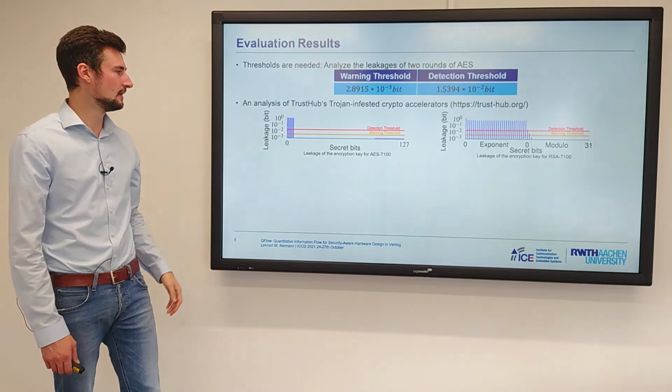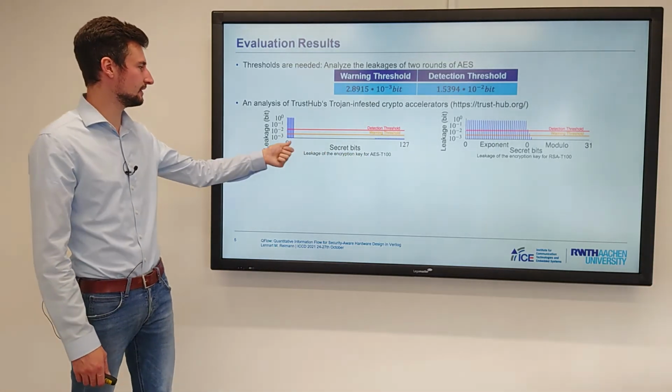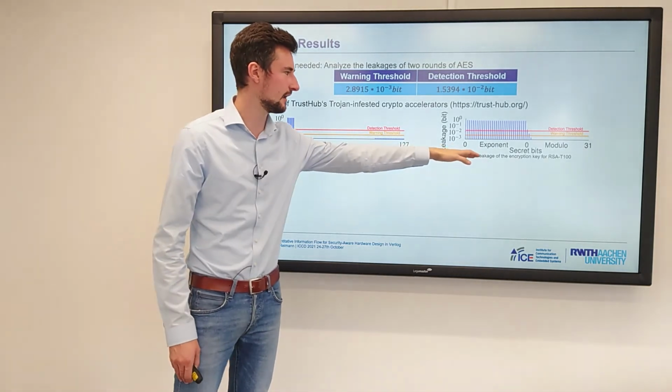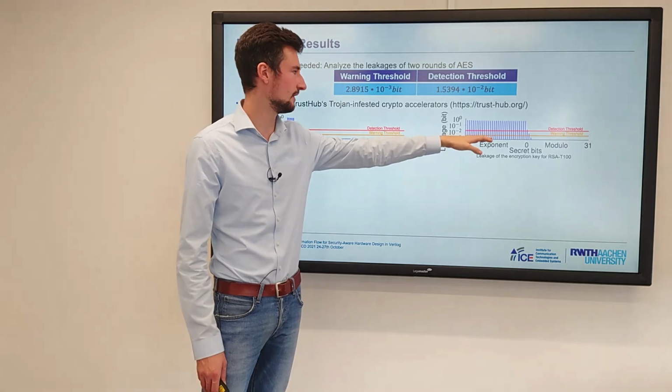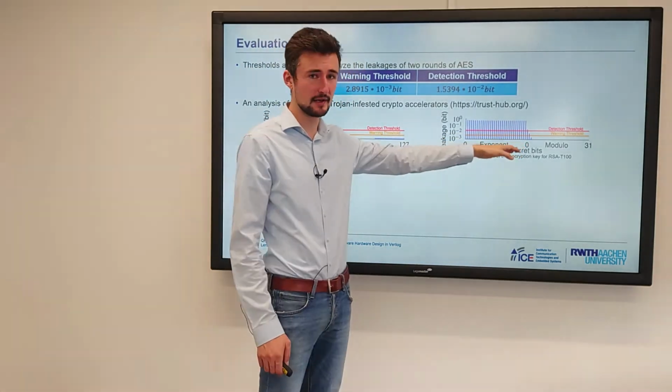from TrustHub. In the first case, you can see the AES T100 benchmark, where you can see that the Trojan leaks the first 8 bits completely, whereby you can see for the RSA benchmark that the complete exponent bit is leaked completely. The modulo additionally has 2 false positive detections by our tool.